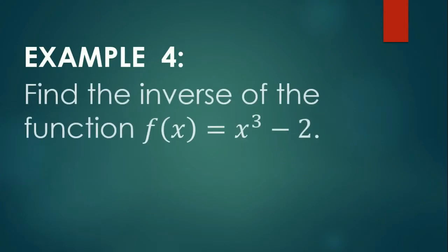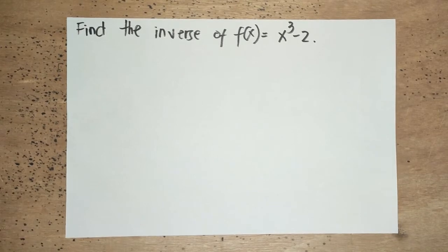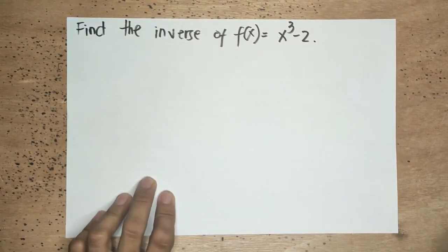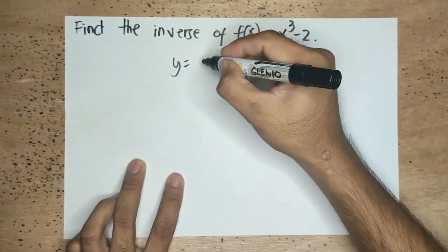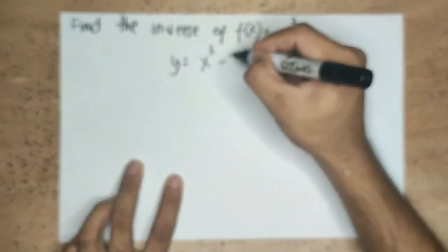Example number 4. Find the inverse of the function f of x is equal to x cubed minus 2. For the solution, watch this video. So in this example, we find the inverse of f of x is equal to x cubed minus 2. So again, our first step, we replace f of x using y. We have y is equal to x cubed minus 2.